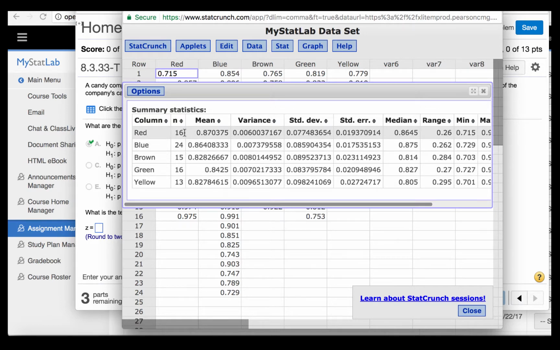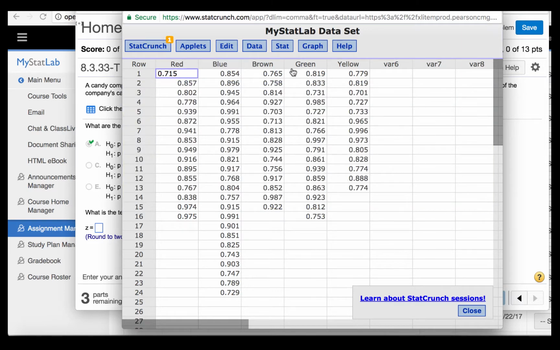So here in this column that says N, we're just going to add these up. 16 plus 24 plus 15 plus 16 plus 13, and wind up with a total of 84. So the total number of observations is 84, but the number of observations that have the characteristic that we are testing, which is whether or not they're green, is 16.